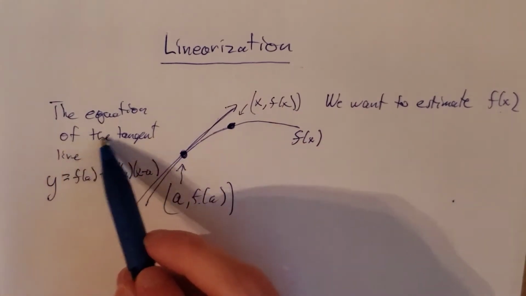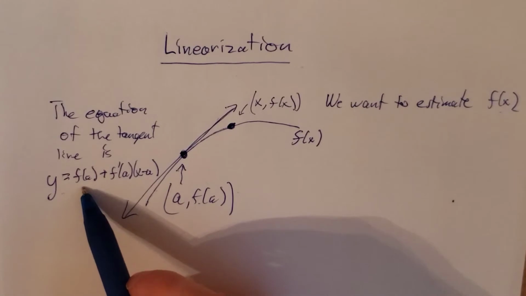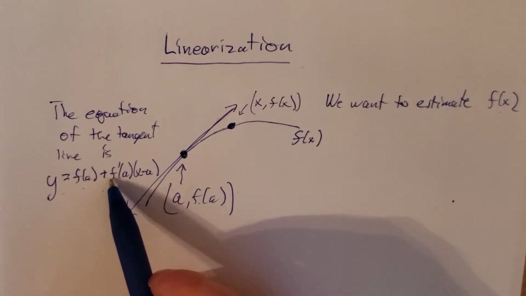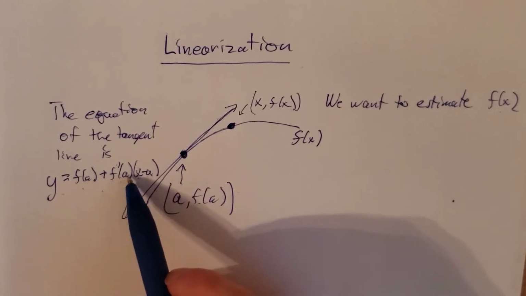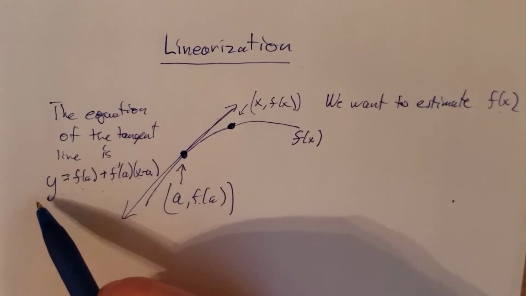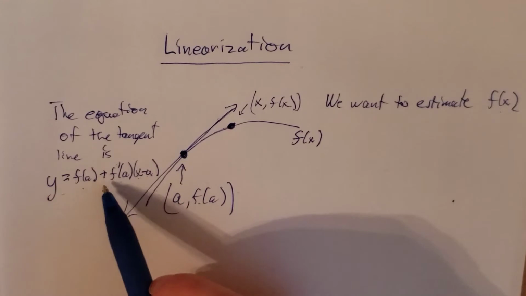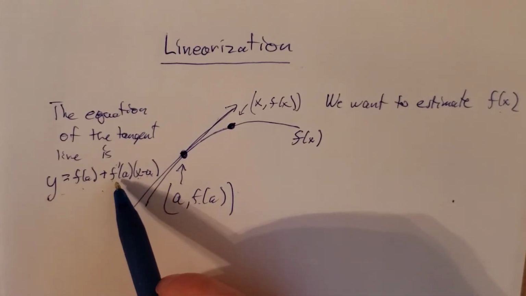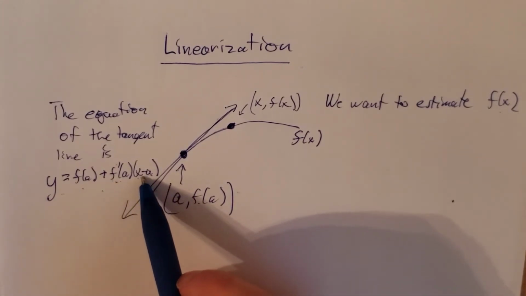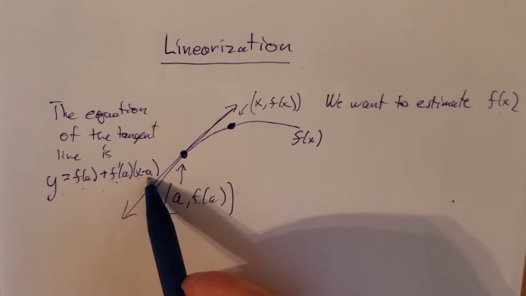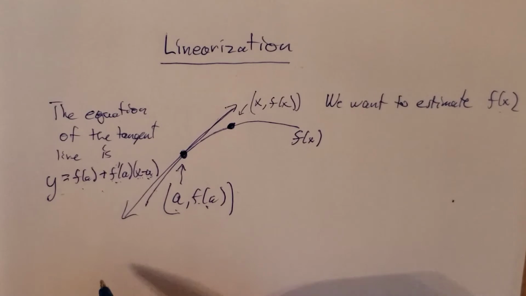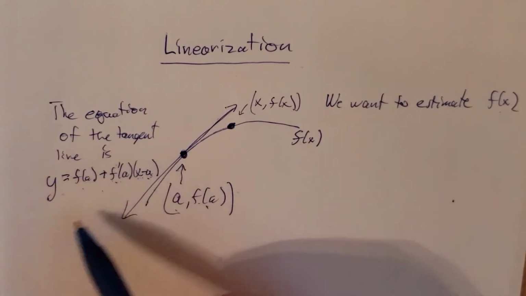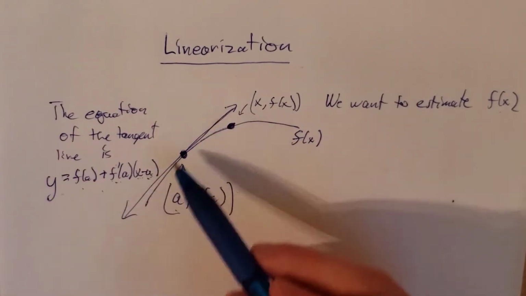The equation of that tangent line is y is equal to f of a plus f prime of a times x minus a, right? If our point slope form says y minus y1 is equal to the slope m times x minus x1. And so a is x1, f of a is y1. And so this gives us the equation of our tangent line here.